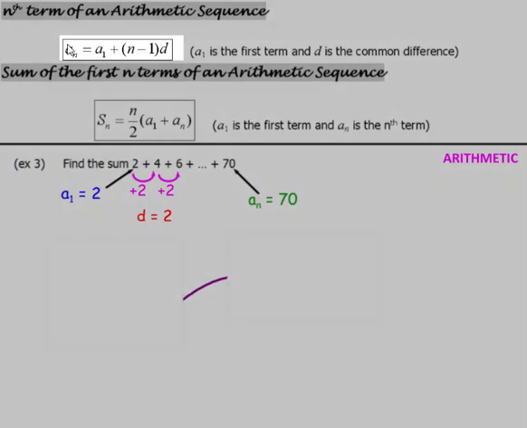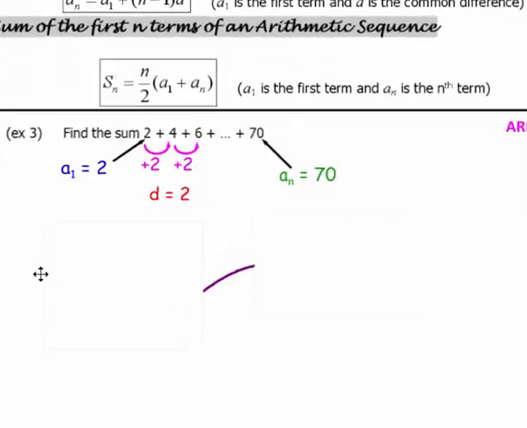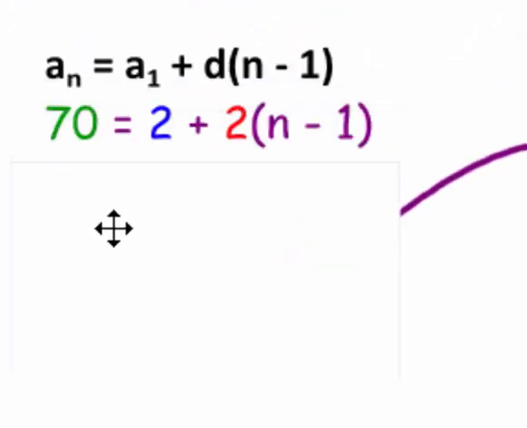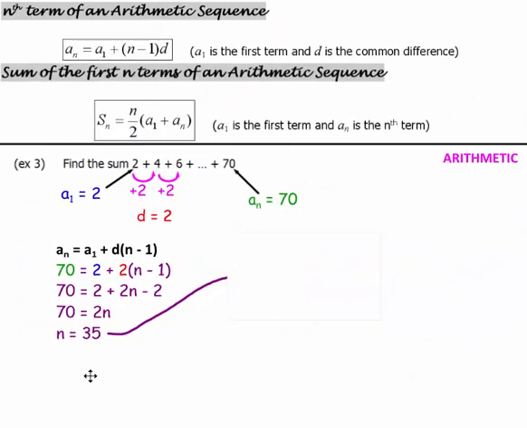So what we need is n, so we'll use the first equation to do that. Because we know the first term, we know the last term, and we know the common difference d. So we can solve that one for n. So we'll put everything in, and then go ahead and solve it. Okay, now we know n is 35.